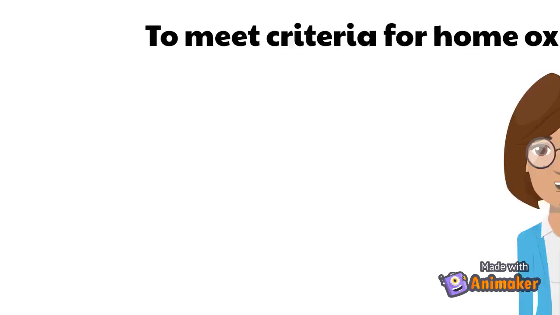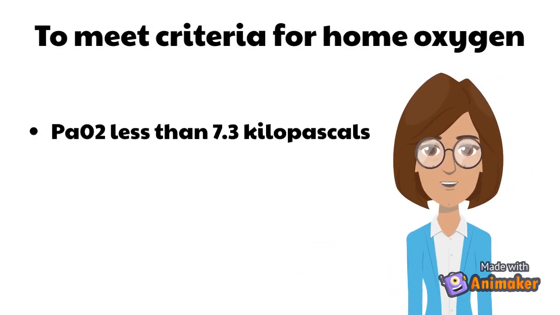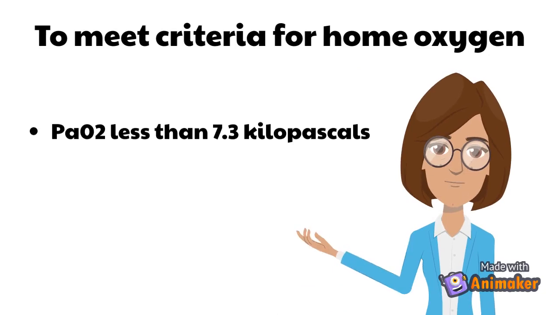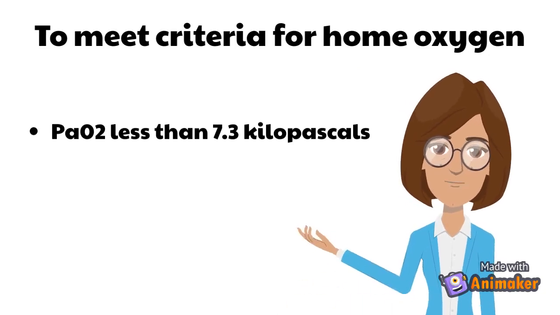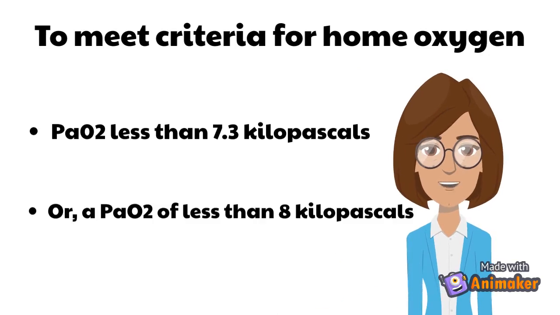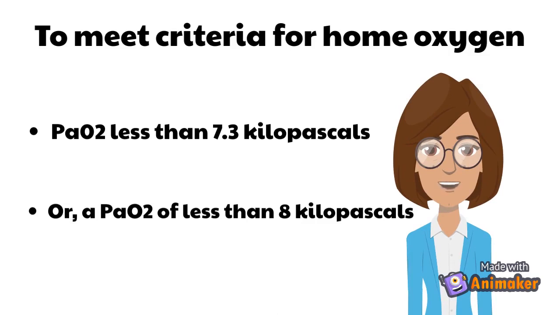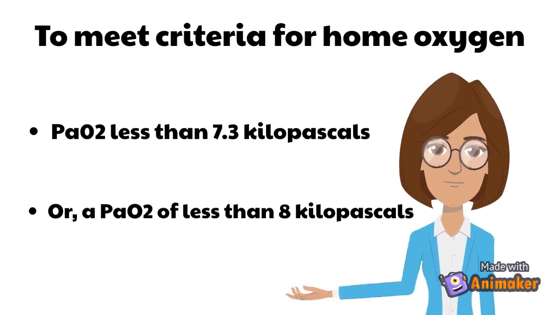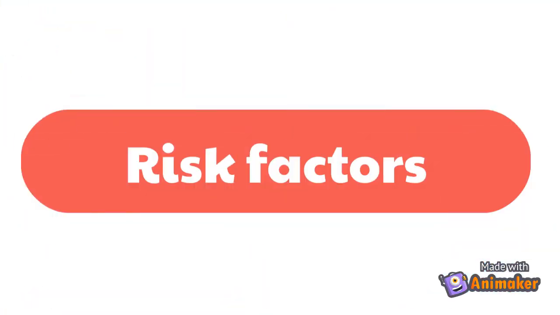To meet criteria for home oxygen, patients must have a PaO2 less than 7.3 kilopascals in COPD and interstitial lung disease, or a PaO2 of less than 8 kilopascals in other conditions, or COPD or interstitial lung disease with cor pulmonale. There are risk factors to consider when considering referring patients for an oxygen assessment.